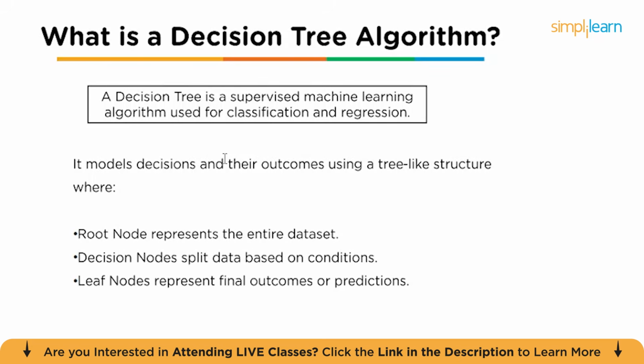So this entire decision making process in the decision tree is divided on the basis of three different nomenclatures. I would say that the first or the starting point is called the root node, which is usually representing the entire data set that we have. Then we have some certain decision nodes on which we split the data and create the subtree part of it based upon some conditions. And finally, we have the leaf nodes, which are the final outcomes or the predictions.